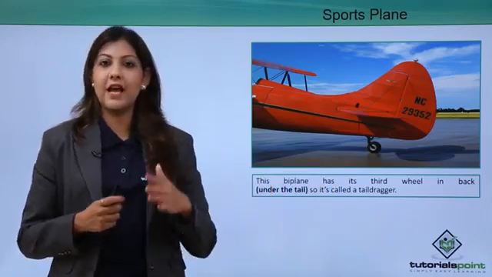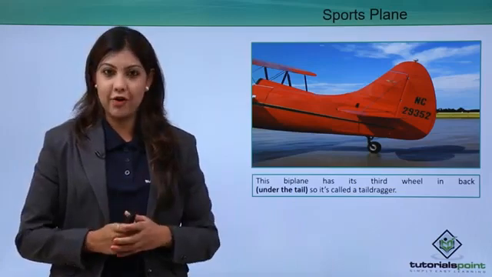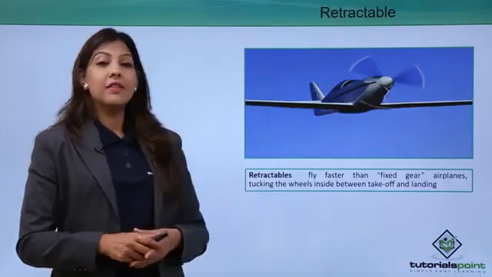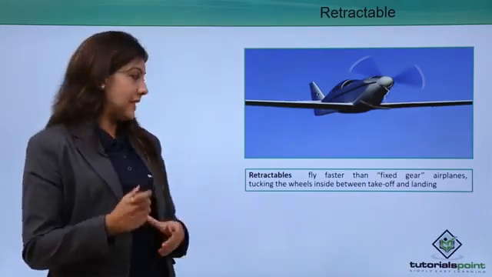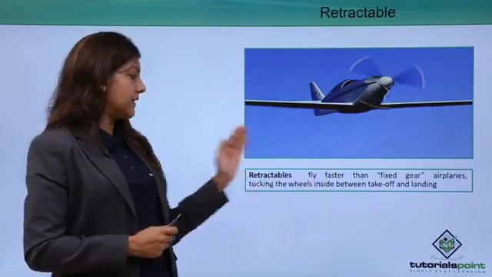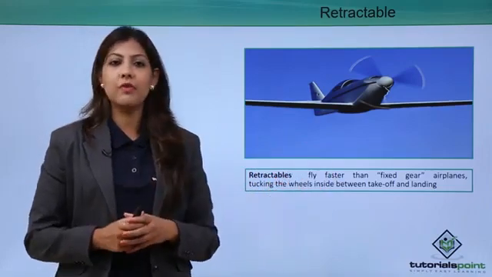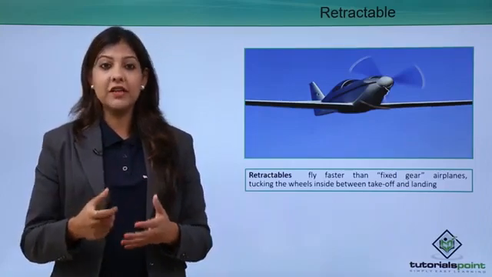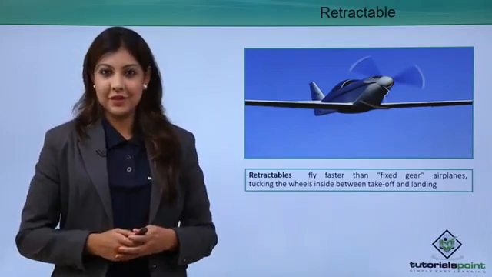The reason being, when the aircraft lands, this particular wheel helps in dragging the aircraft for a certain distance. There are certain aircrafts which are known as retractables. Now, what are retractables? Retractables fly faster than the fixed gear airplanes, tucking the wheels inside between takeoff and landing. Most of the time when the aircraft takes off, after takeoff the wheels of the aircraft go inside the aircraft. But in fixed gear airplanes, this does not happen.